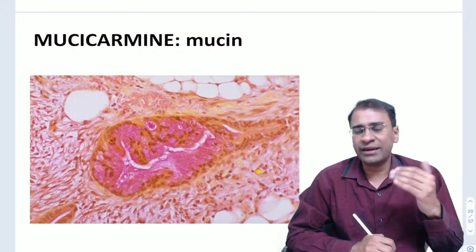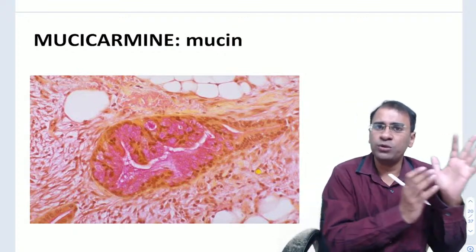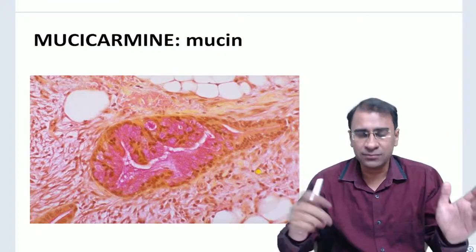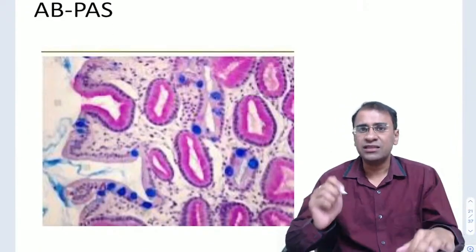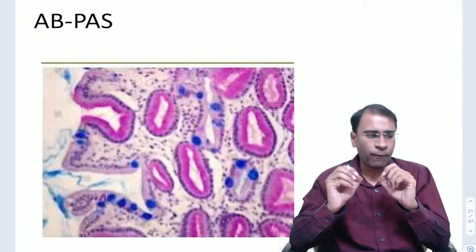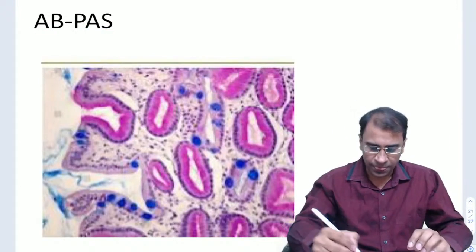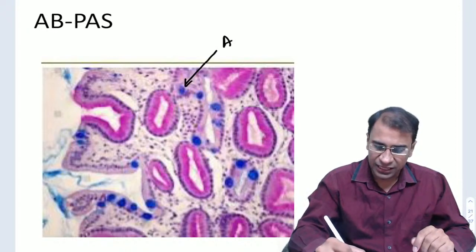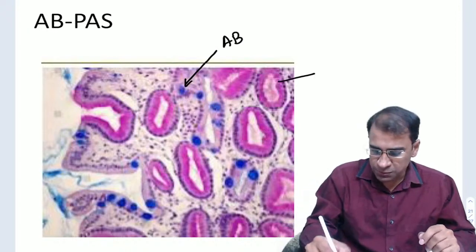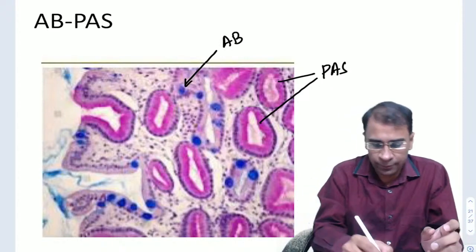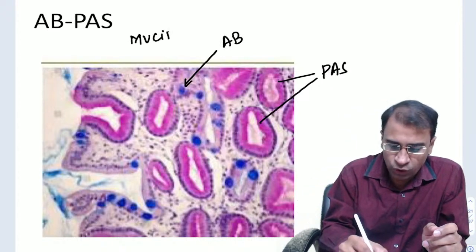Now you might get confused. You have told about mucicarmine, you have told about the Alcian blue, but what about the PAS? Here comes the PAS. See, the stain is called AB PAS. A very important component of AB PAS is, if you look at this whole thing, this is blue, right? This whole blue area is the Alcian blue stain, and all this pink area is PAS. Both of them are mucin. Yes, both of them are mucin.